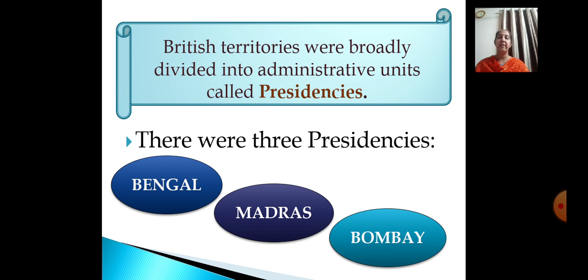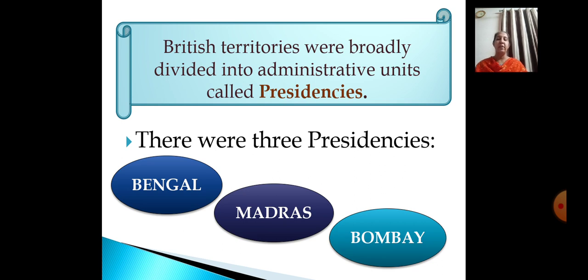British territories were broadly divided into administrative units called the presidencies. If I ask you what presidencies are: they are the British territories that were broadly divided into administrative units. There were three presidencies, Bengal, Madras, and Bombay. Each was ruled by a governor. The supreme head of the administration was the Governor General.